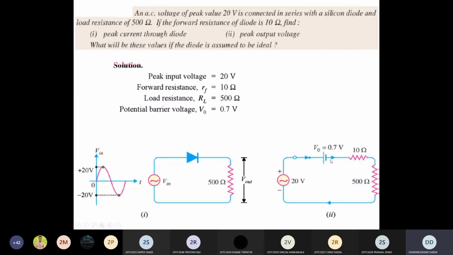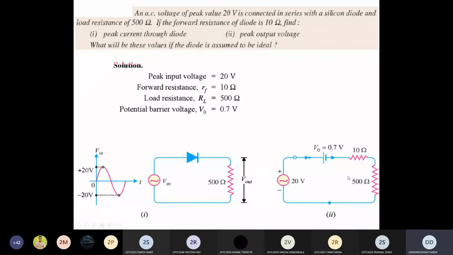Voltage across the diode is 0.7 volt. Internal resistance of the diode is 10 ohm. Load resistance is 500 ohm. So if you apply KVL for this closed circuit, it becomes what? Your supply voltage 20 is equal to the voltage drop across this diode plus the voltage drop across this 10 plus 500 ohm resistance.